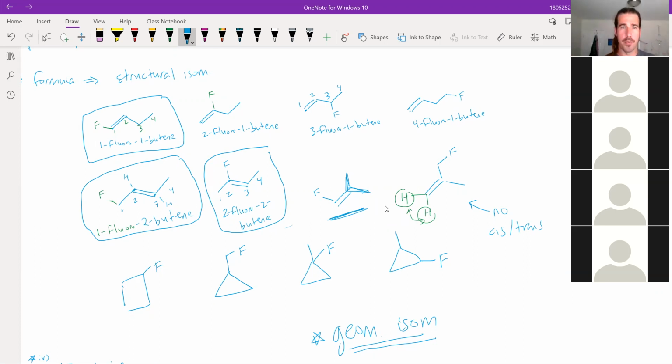So 3 of these would have geometric isomers, 3 of the 12 structural.